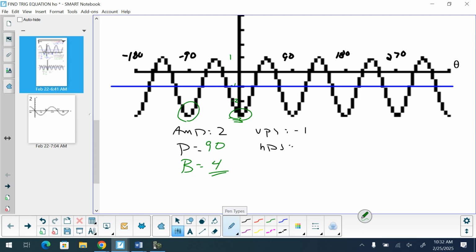Okay, write your equation down and check that with somebody around you. Compare it with somebody around you.